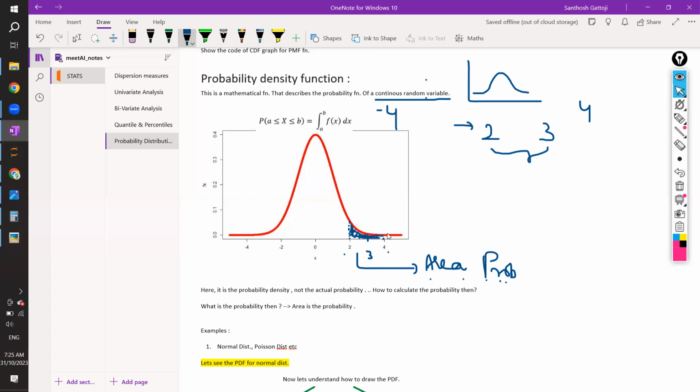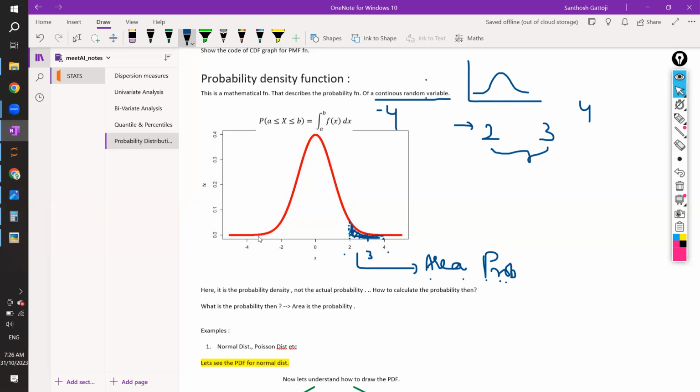Tell me guys, are you getting it when I say area, or are you losing track? Be honest. Fine, Santosh. Others? Yes, sir. Getting? Okay.